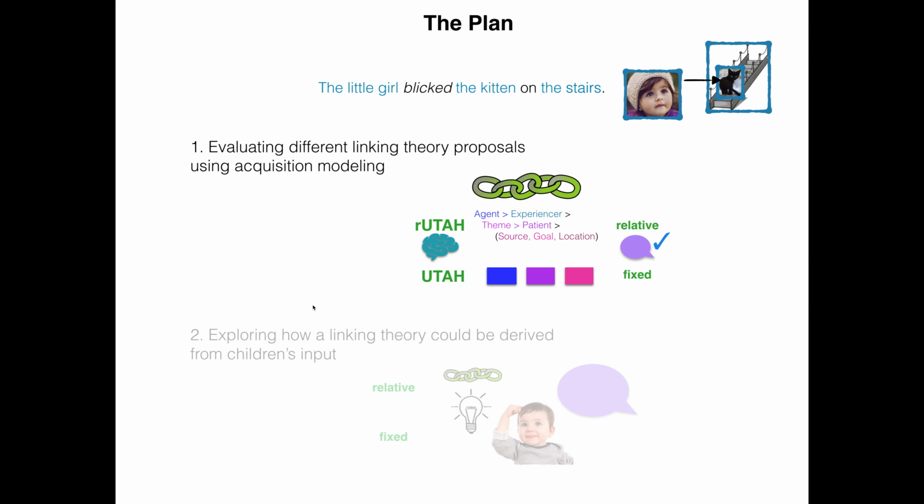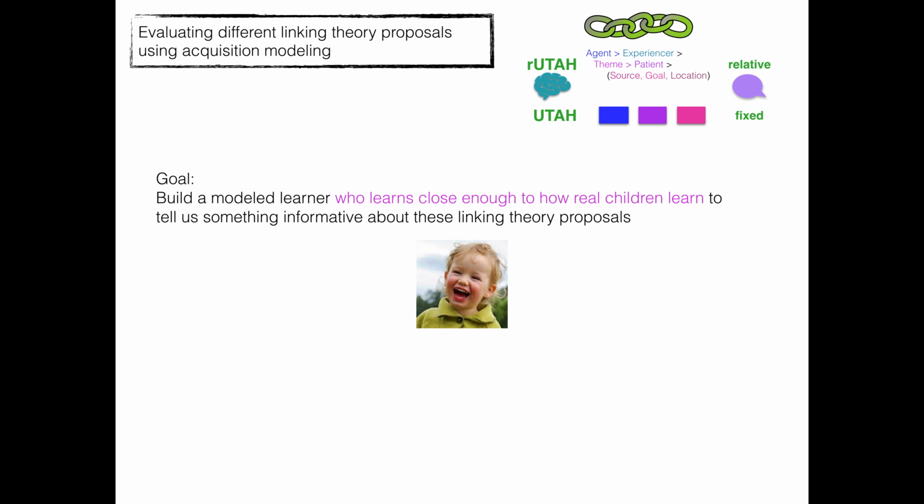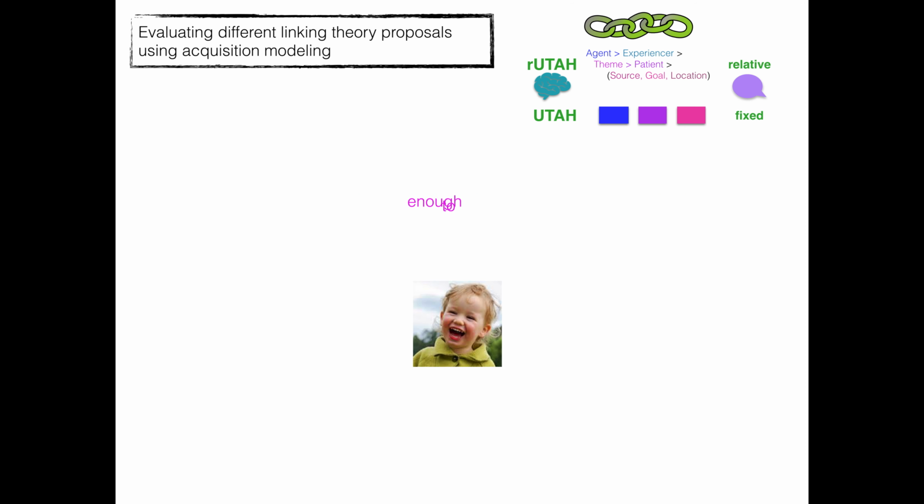So let's begin first with how we evaluate these different linking theory proposals using acquisition modeling. Our goal is going to be to build a modeled learner who learns close enough to how real children learn in order to tell us something informative about these linking theory proposals. So a reasonable question is, what does close enough mean exactly?